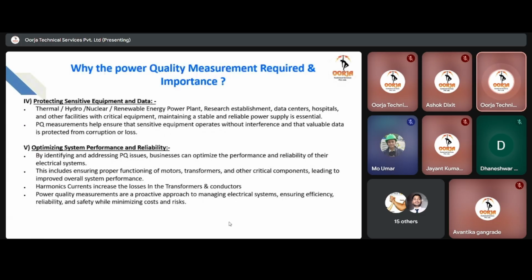Fifth point, optimizing system performance and reliability. By identifying and addressing power quality issues, businesses can optimize the performance and reliability of their electrical systems. This includes ensuring proper functioning of motors, transformers, and other critical components, leading to improved overall system performance. Harmonic currents increase the losses in the transformers and conductors. Power quality measurement is a proactive approach to managing electrical systems, ensuring efficiency, reliability, and safety while minimizing cost and risks.